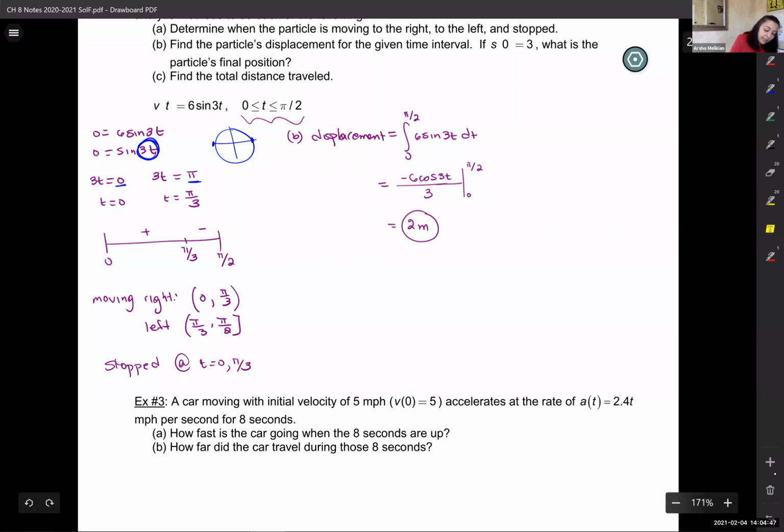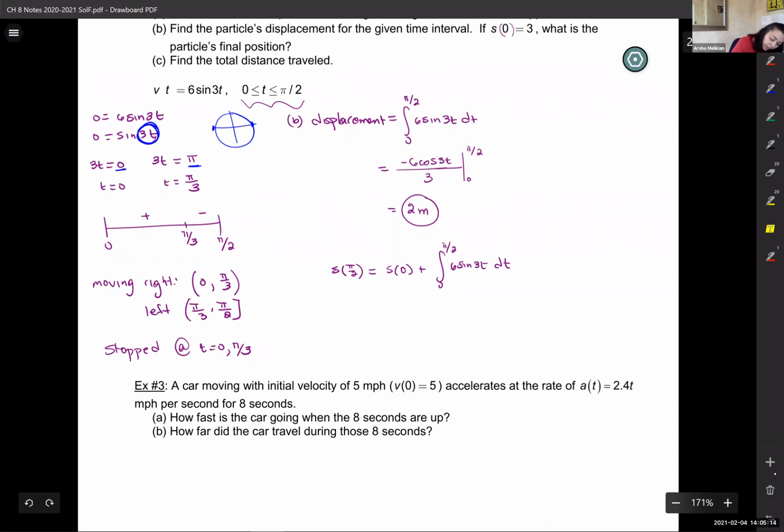Next, again, S of 0 is 3. What is the final position? Well, S of pi over 2, that's the final position, equals the initial position plus the integral. Okay. So that is 3 plus 2, 5 meters.